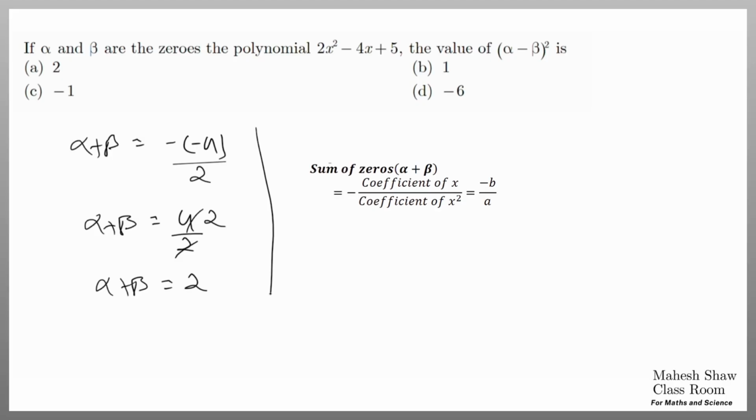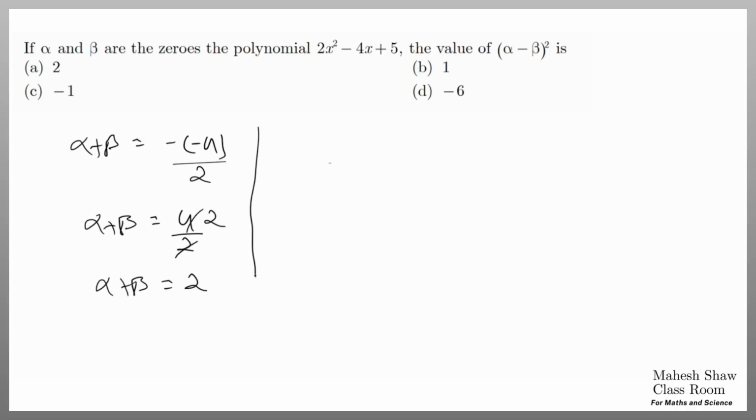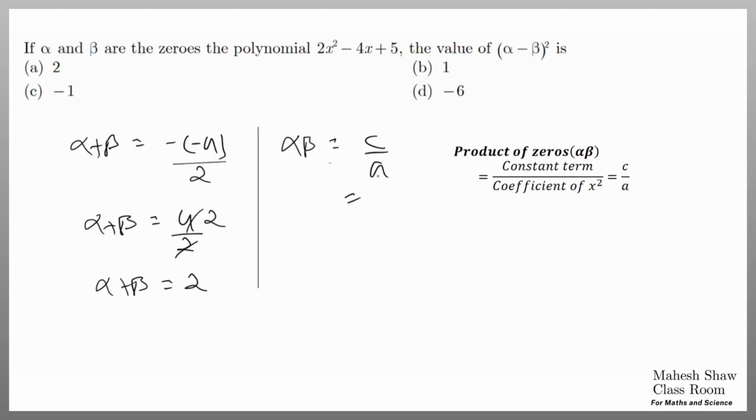Now similarly we can obtain alpha into beta. So alpha into beta is what? The product of the zeros. So alpha beta is equal to c over a, and c is the constant term, which is 5, divided by a, which is 2. So the product of the zeros and the sum of the zeros are obtained.